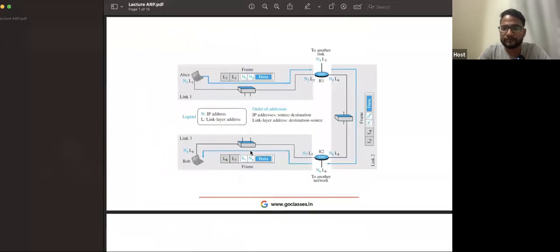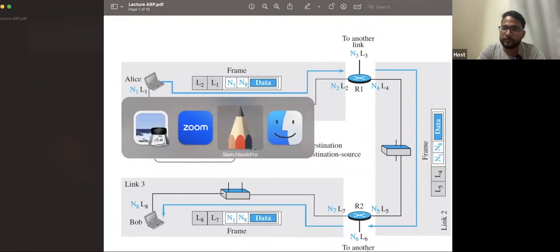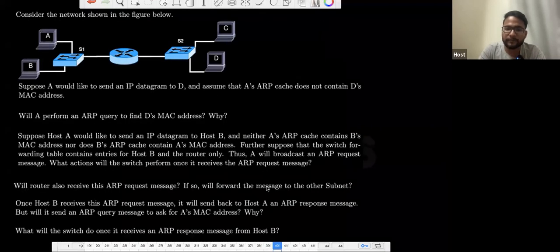See here, if you are sending within this network, let's completely forget about the ARP. This is the normal data, and this is sending to R1. Does this have anywhere N2, the IP address of R1? Anywhere do you have N2? No, right? So it can send using the MAC addresses only within the network. Okay, I hope you understood, right?